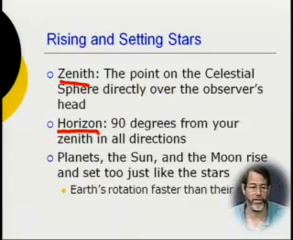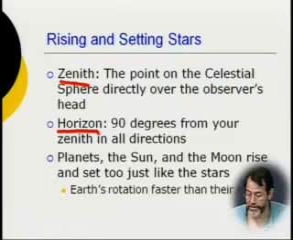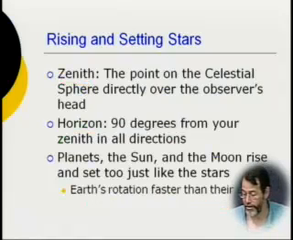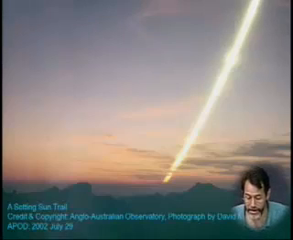So if the Earth was a perfect sphere with no mountains or valleys, then it would always be 90 degrees. But the actual physical horizon has classrooms and people and mountains and things in it, so it's not always 90 degrees. If you go up on a hill, it can actually be less than 90 degrees. Planets, the sun, and the moon all rise and set just like the stars. That's because the Earth's rotation, as I mentioned last lecture, is faster than their orbits, all determined by how fast the Earth spins.